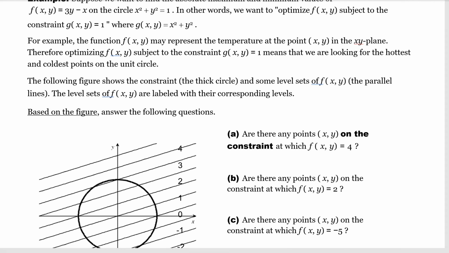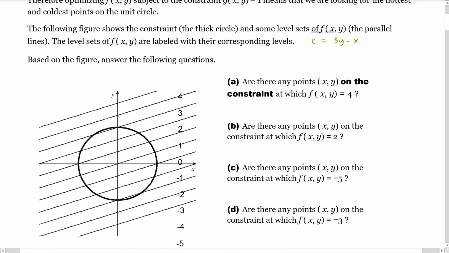Because f equals 3y minus x, for a level set, let's let it be a constant c. Then this is a linear equation, so they are parallel lines. Here the level sets of f are labeled with their corresponding levels. So these lines are the level sets. Based on the figure, let's answer the following questions.